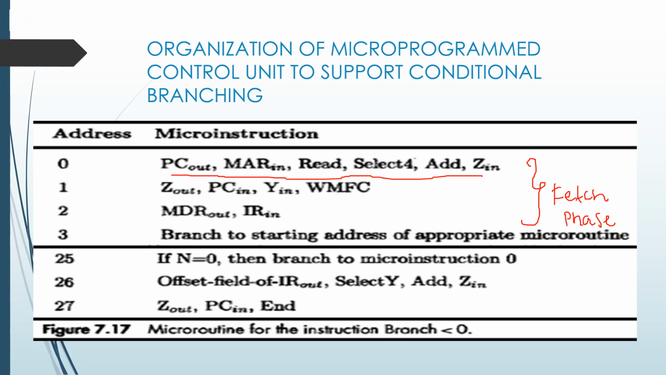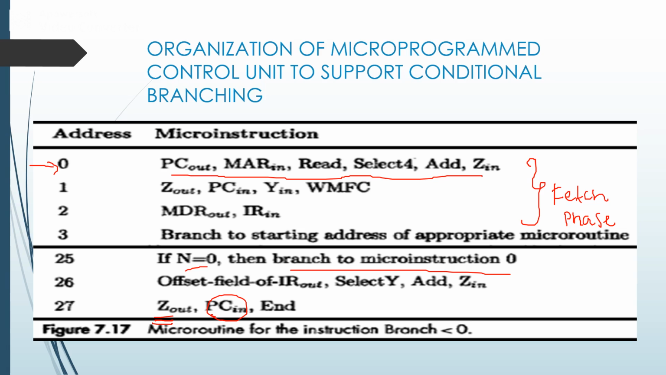Next, if n is equal to 0, then branch to micro instruction 0, that is the starting address. Then offset field of IR out, select Y, add, Z in. And finally we copy the value into PC in. Z out, that is the branch target address, is copied into PC in.